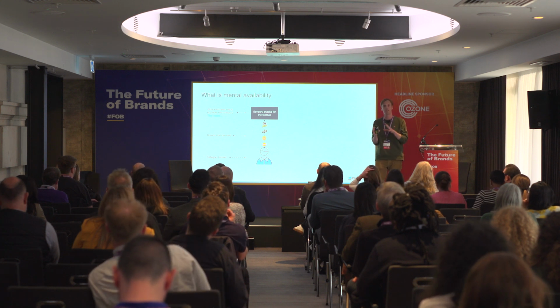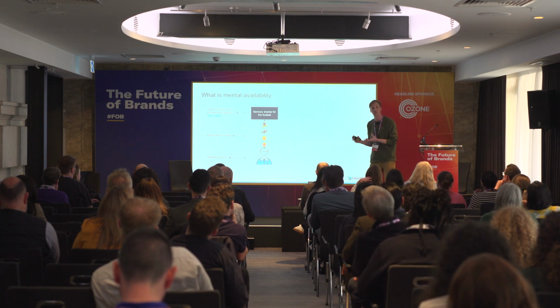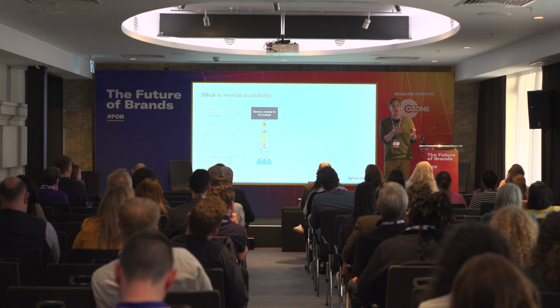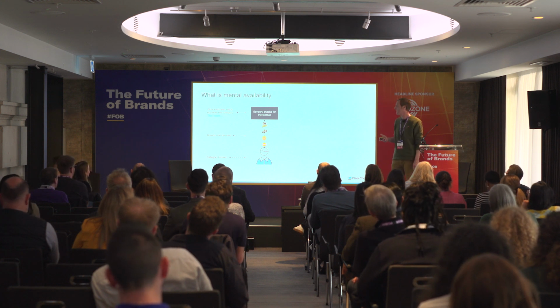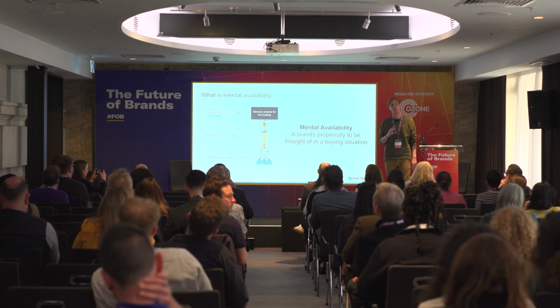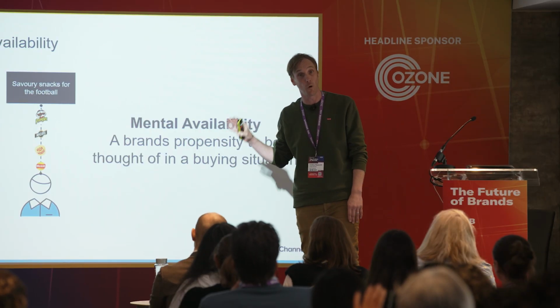And he also gave us a wonderful illustration of distinctive brand assets as well. He showed us all the assets that he links these memories to, things like a Pringles pot and that distinctive Doritos product shape. And that is mental availability. It describes a brand's propensity to be thought of in a buying situation. And this stuff is absolute gold dust.